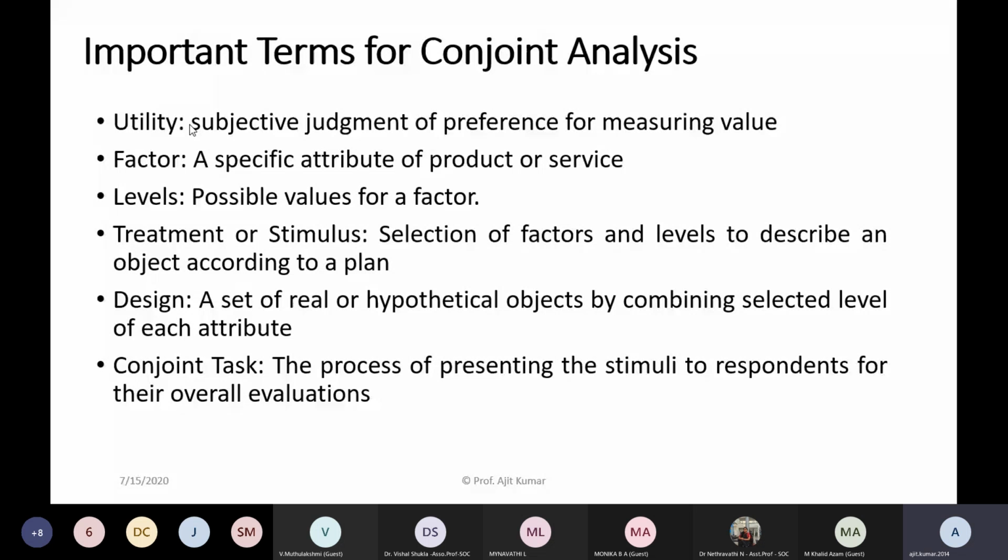Then design. It could be a set of real or hypothetical objects, products or services, before it is actually made or manufactured in reality, by combining certain selected levels of each attribute of any product or service. And finally, conjoint task. This is basically the process of this conjoint analysis technique of presenting stimuli to respondents for their overall evaluation. Now, let's have a look at this example.